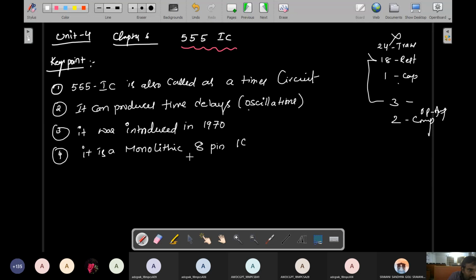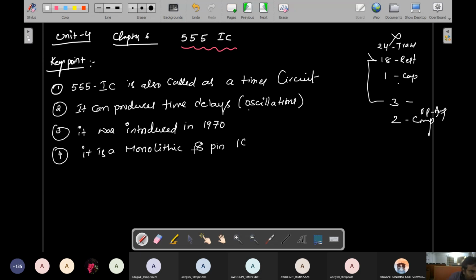So generally 555 ICs are 8-pin ICs, and this IC is manufactured from monolithic compound material. Monolithic is nothing but a compounding material, and this compounding material is used to manufacture 555 ICs. Generally these 555 ICs have 8 pins: 4 pins on one side and 4 pins on the other side, a total of 8 pins.